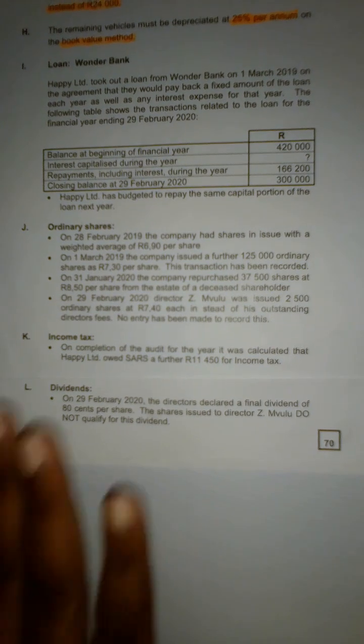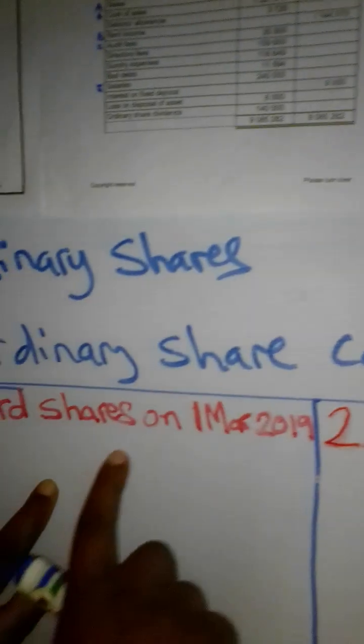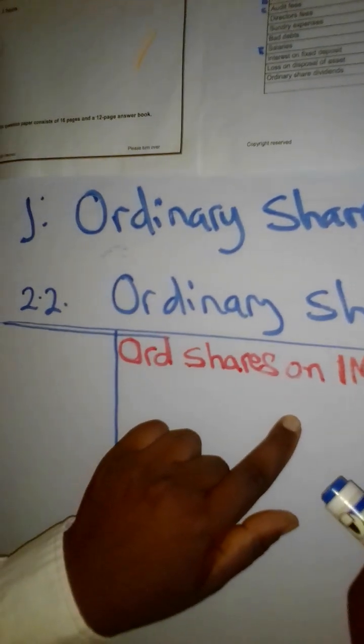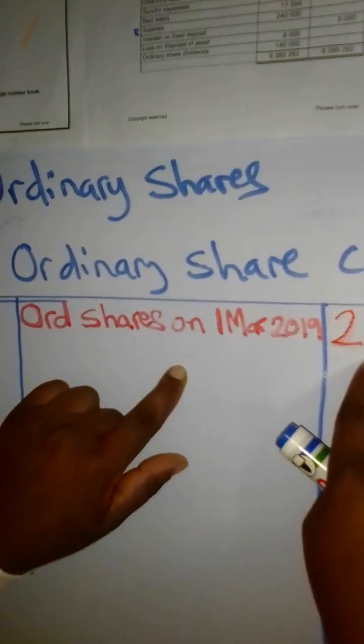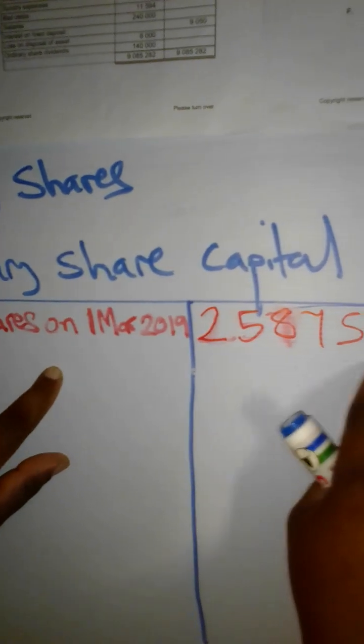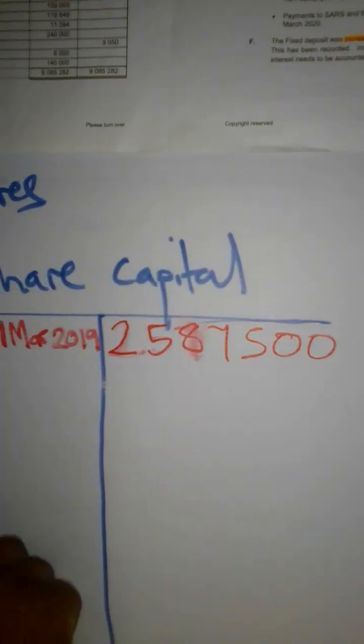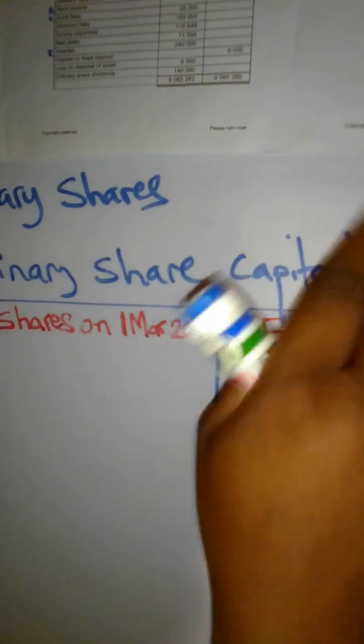So already in the answer book, this is what is already given. They've given us the ordinary shares on 1 March 2019. The amount is 2,587,500, but we are not given the number of shares here. Let's find out what they are saying in the question.